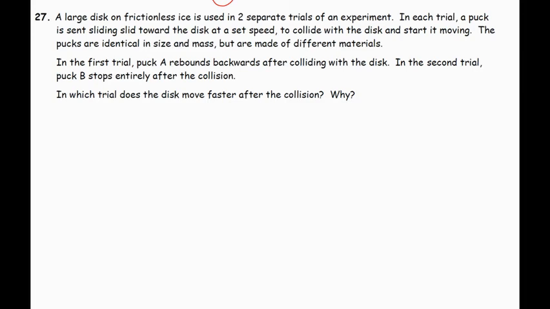So what happens is in the first trial, puck A rebounds backwards. So puck A is going this way, okay? This is before the collision. And then after the collision, puck A is going this way, and that's the disc. So this is puck A, okay? Now, in the second trial, puck B stops entirely after the collision, okay? Puck B stops entirely after the collision.